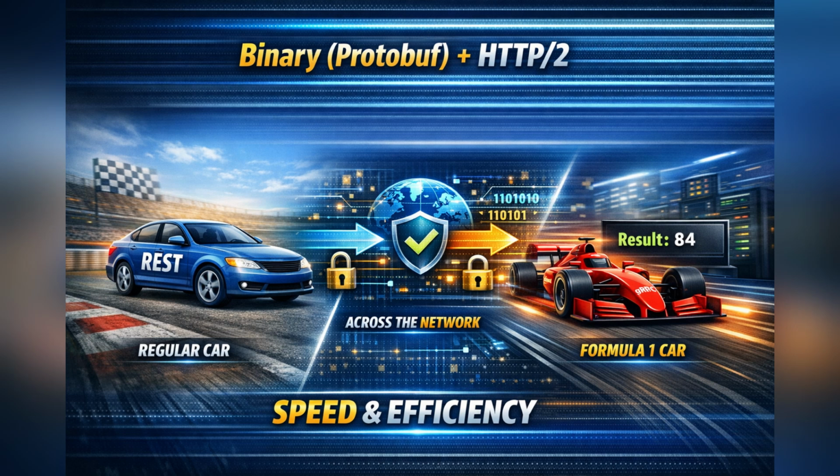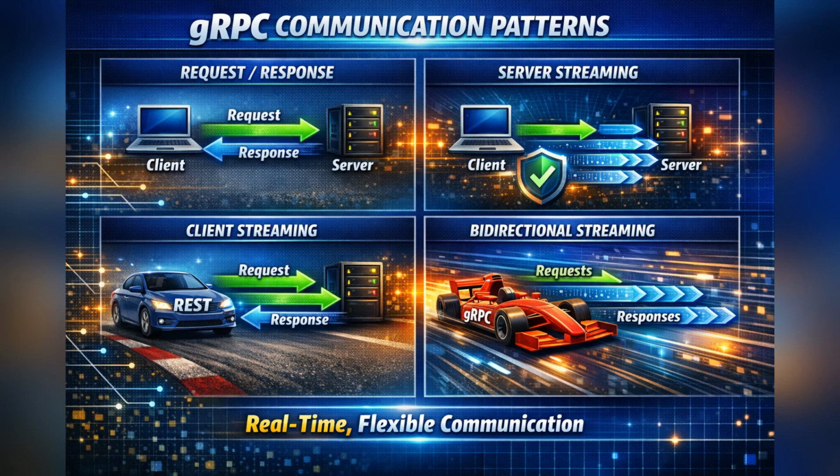Instead of using text-based formats like JSON or XML, it uses protocol buffers, a compact binary format that's much faster to send and process. If REST is like sending a handwritten letter, gRPC is like sending a compressed digital file instantly. It also uses HTTP/2, allowing multiple requests to share a single connection. Another powerful feature of gRPC is its support for streaming. It allows simple request-response communication, continuous data streams from server to client, streams from client to server, and even full two-way communication in real time. This makes it ideal for high-performance systems and real-time applications.